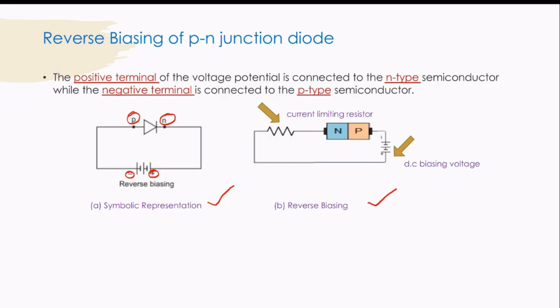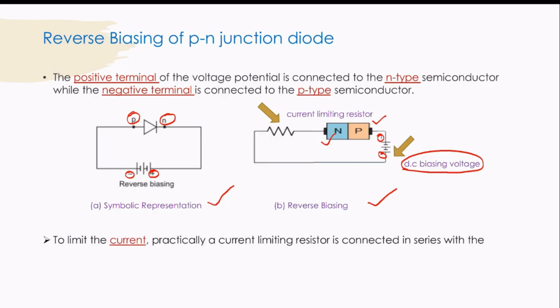And this is the circuit diagram for the reverse biasing PN junction diode in which we can observe this is the DC biasing voltage in which the positive terminal of this voltage potential is connected to the N-type semiconductor whereas the negative terminal of the DC biasing voltage is connected to the P-type semiconductor. And to limit the current practically, a current limiting resistor is connected in series with the PN junction diode. So this is the current limiting resistor R which is connected in series with the PN junction diode and it is used for limiting the current flow across the circuit.